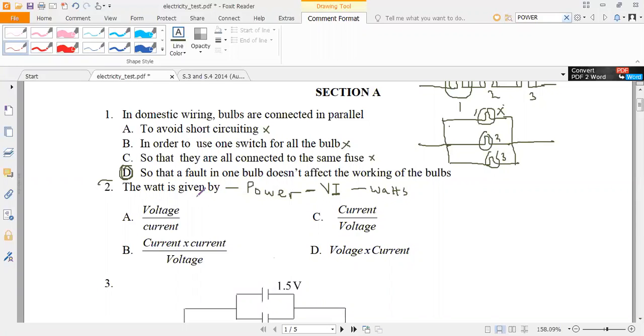So meaning that when we are looking for what electrical power is given us, since it is a measure of power, then our answer will be D, which is voltage multiplied by current. So this is what we call electrical power.